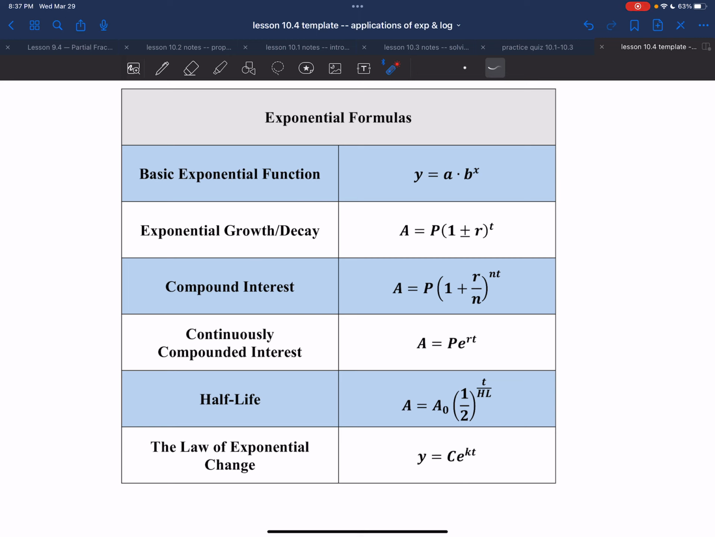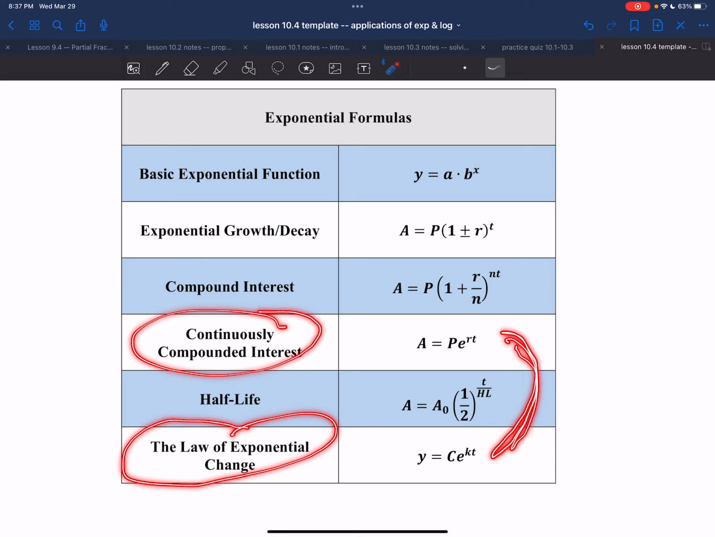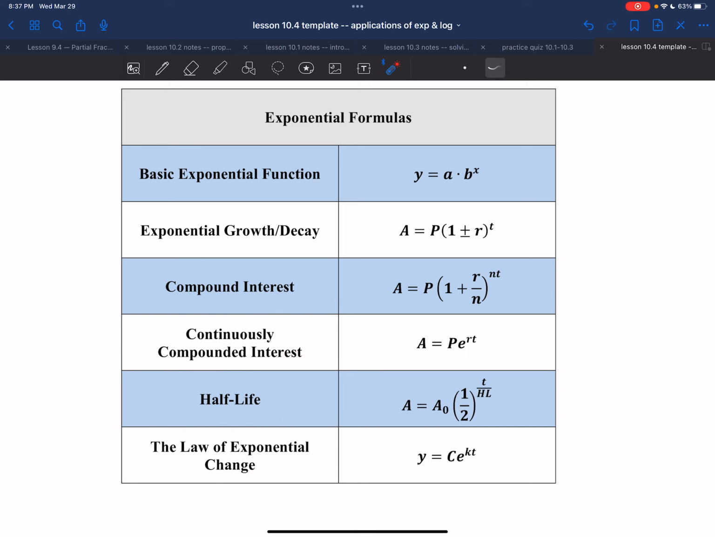And you might notice that continuously compounded interest and the law of exponential change pretty much are the exact same thing. Well, guess what? All of these are pretty much the exact same thing. They're written a little bit differently, and maybe they tell you different information, but they could all be used to solve or model pretty much the same problems. We're going to explore the relationship between all these formulas back and forth.